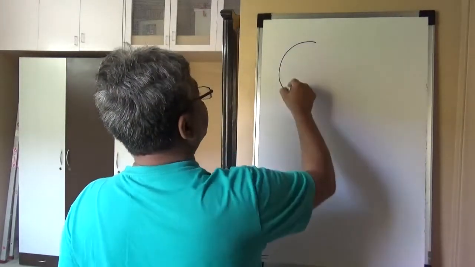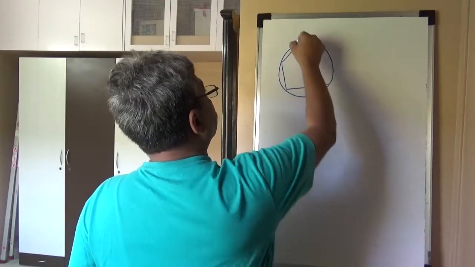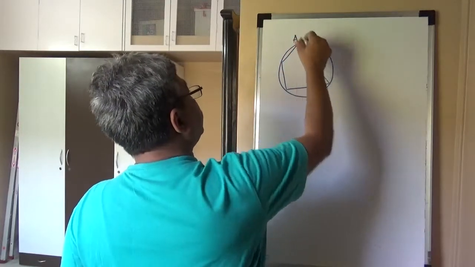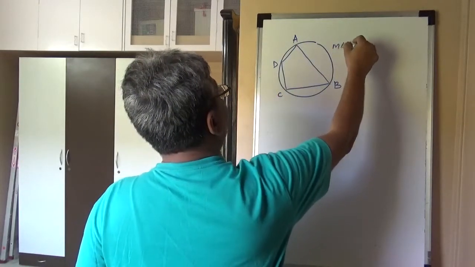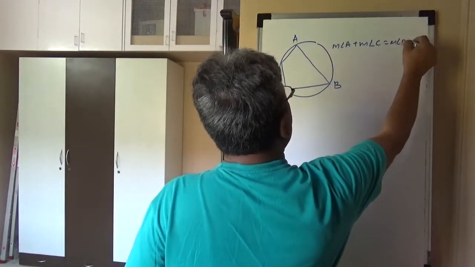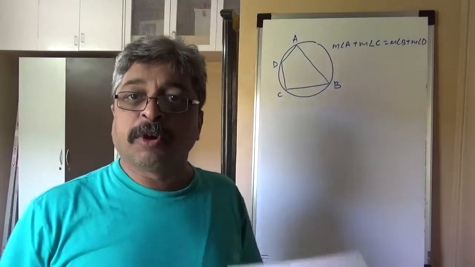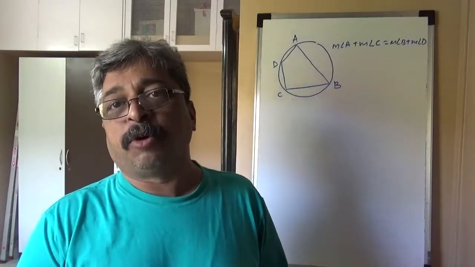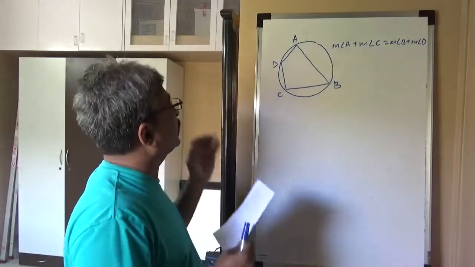when we have a cyclic quadrilateral ABCD, measure angle A plus measure angle C is equal to measure angle B plus measure angle D. This is our next theorem. Sum of opposite angles is equal. Sum of opposite angles is 180 if the quadrilateral is cyclic.